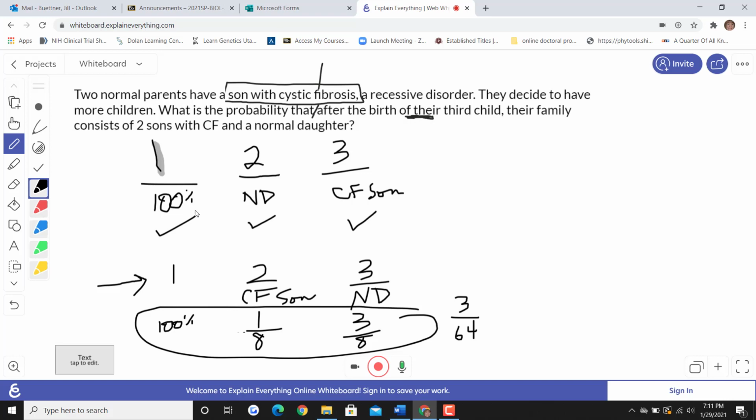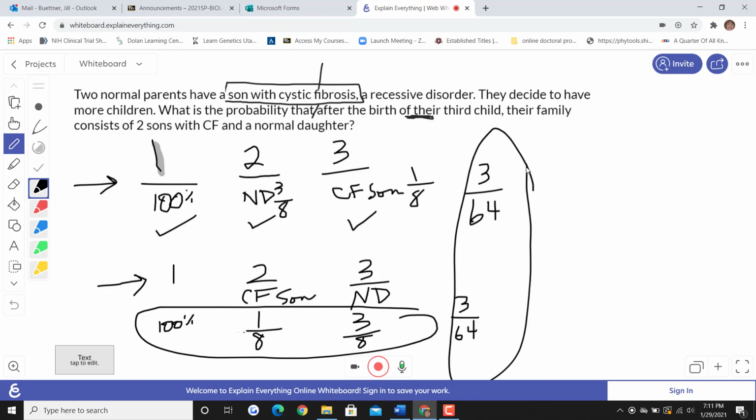But this one up here would also fit the description, because the description is more vague, more general. And in this case, this birth order would be a little different. So you have to consider this birth order. In this birth order, the normal daughter has a 3/8 chance, and the cystic fibrosis son, third, would have a 1/8 chance. So when you multiply across, you get 3/64. And we are considering either one of these, so we're going to add these two numbers together.